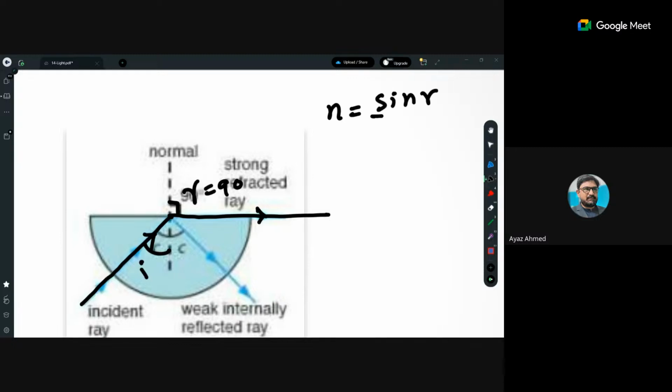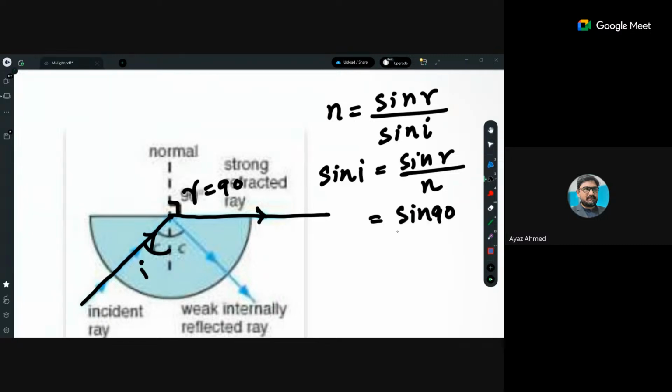Sin R divided by sin I, because light is still entering from more denser to less denser. So what you have to calculate? You have to calculate incidence angle. So sin I is equals to sin R divided by N. Tell me, you have to take sin 90, because R is 90 degrees and N is 1.5. Yes, tell again. 41.8 is the answer. Yes, so incidence angle is sin inverse of this answer.